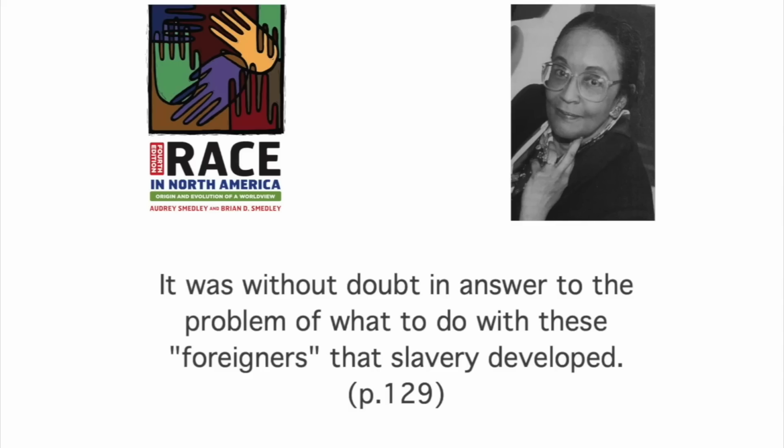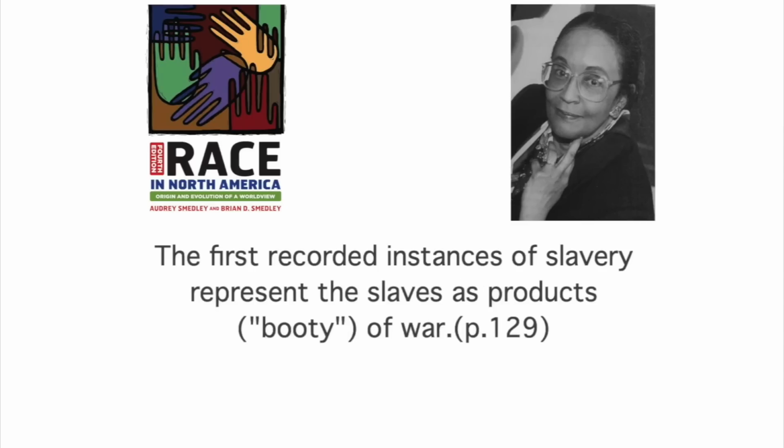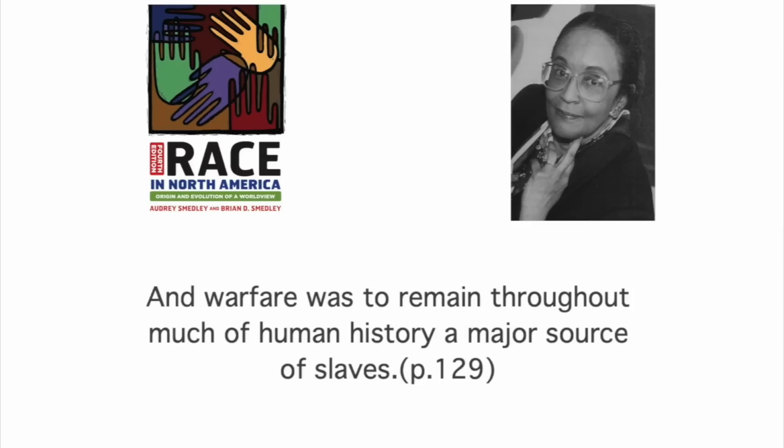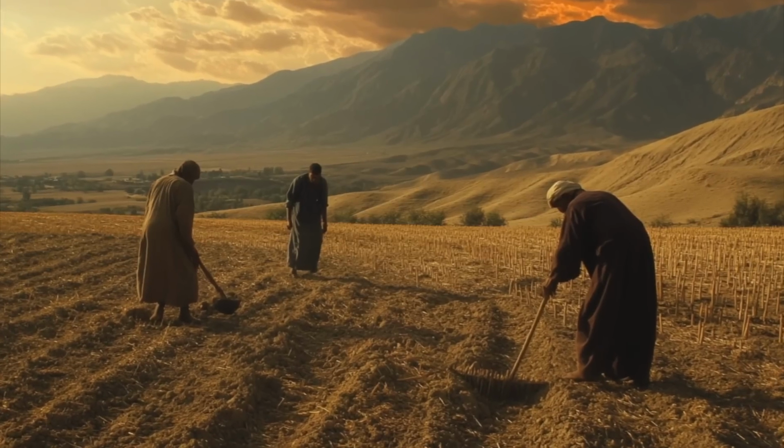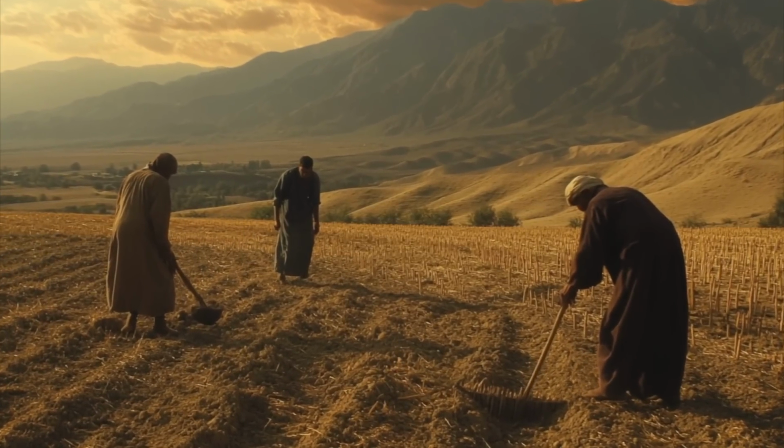Here we go. It was without doubt in answer to the problem of what to do with these foreigners that slavery developed. It's getting spicy. Here we go. The first recorded instances of slavery represented the slaves as products, booty of war, and warfare was to remain throughout much of human history a major source of slaves. Slavery was an alternative to extermination, meaning they can get out there and work the field or they can be put to death.